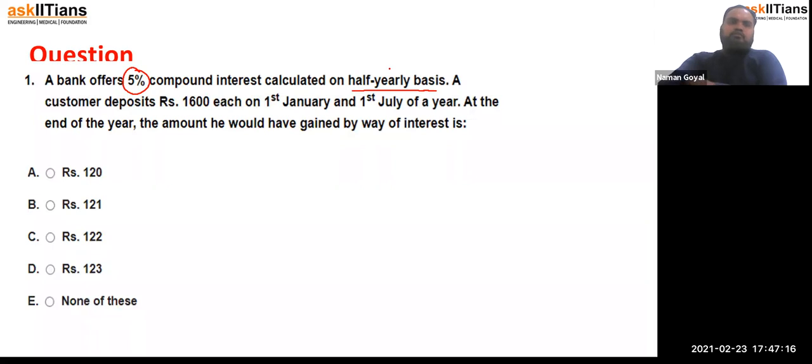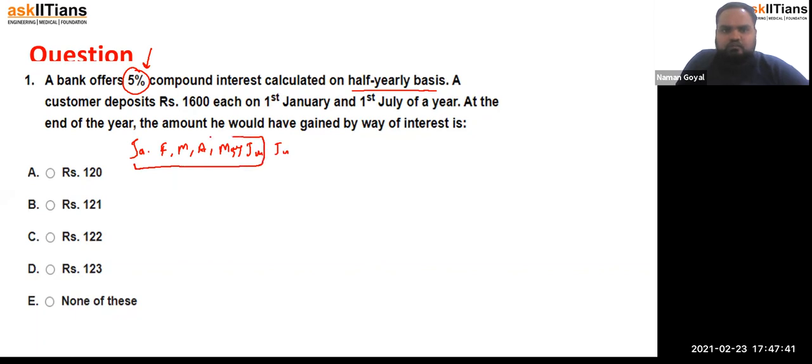Okay, so basically a bank gives 5% compound interest on the half yearly basis. Now see, 5% is for 6 months. Now for Jan, Feb, March, April, May, June and July. So for 6 months he invests how much amount? 1600, and in July he invests 1600 more, right?